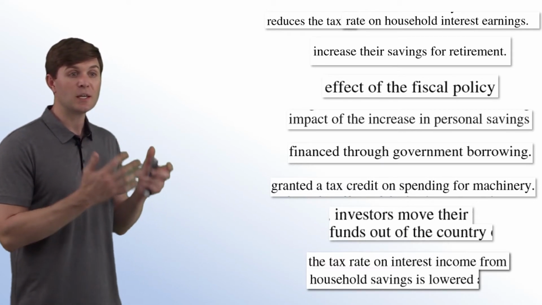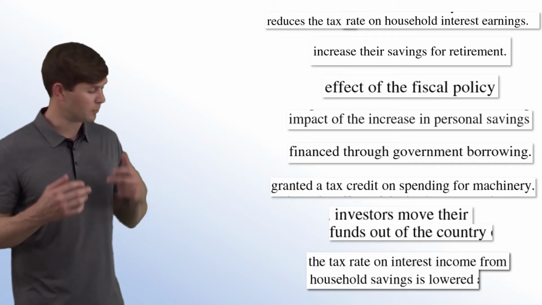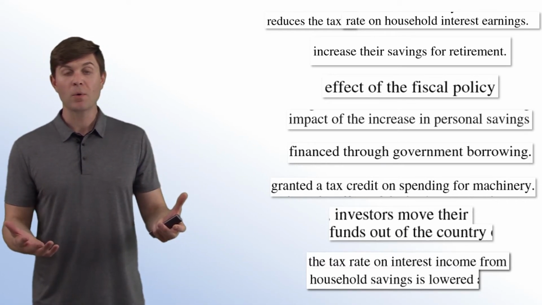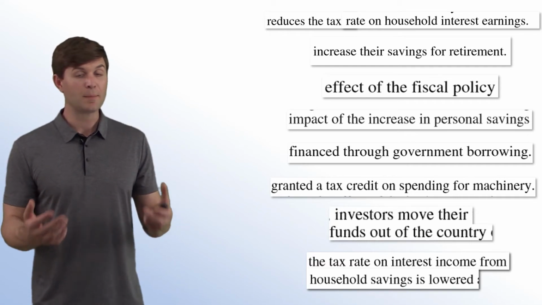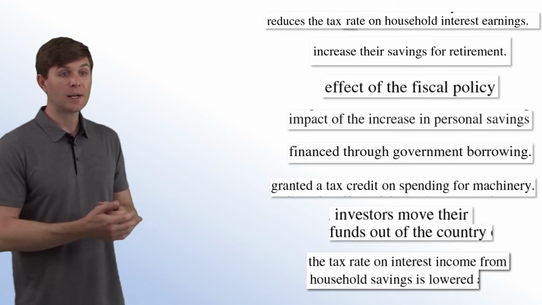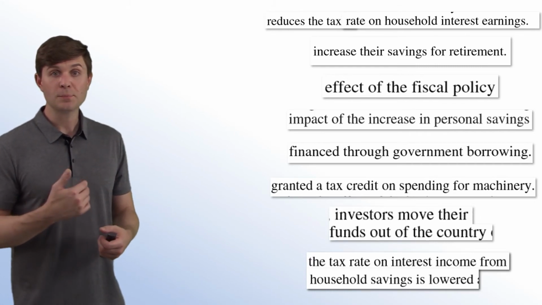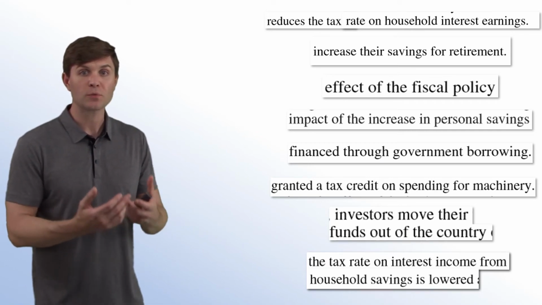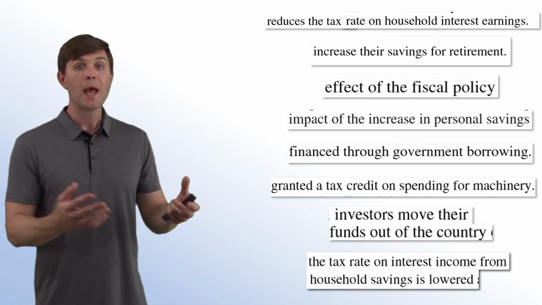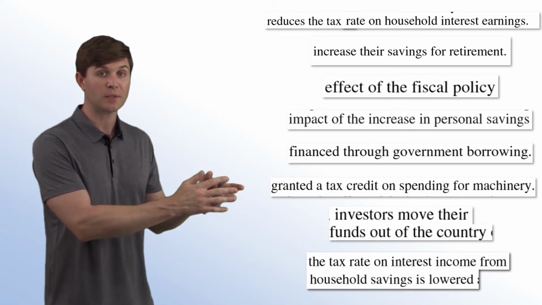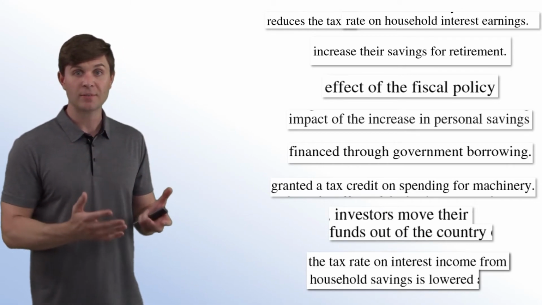The impact of the increase in personal savings: supply of loanable funds to the right. Finance through government borrowing. That's deficit spending right there. That means demand for loanable funds is going to the right. Granted a tax credit on spending for machinery. This means businesses want to buy more machinery. There's more of an incentive. How do they buy that machinery? They borrow, so the demand for loanable funds is going to increase because they have an incentive to buy more machinery, capital, investment.